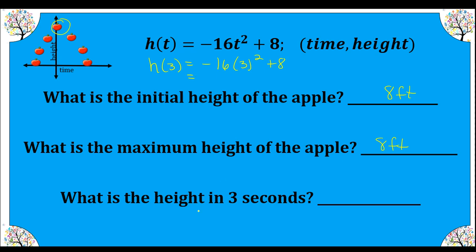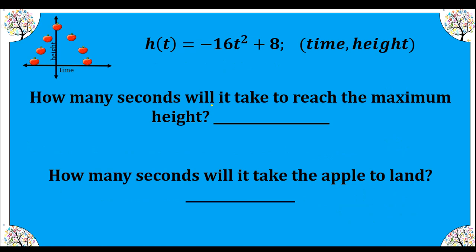So at 3 seconds, the apple has already hit the ground before 3 seconds. Okay, because you cannot have a negative height. If you get a negative height, the object has already hit the ground.